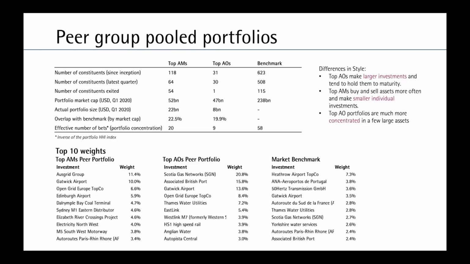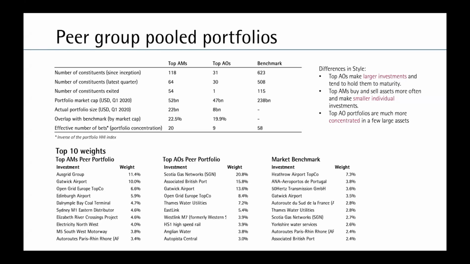There are some clear differences in style, which are quite familiar. Large asset managers invest in more assets and they exit more often. Large asset owners invest in fewer, larger assets and they hold them to maturity. Both peer groups are more concentrated than the market. You can see this already with the effective number of bets metric, which is at the bottom of that table, which measures concentration. But you can see that asset owners are a lot more concentrated in a few large assets than asset managers are. Okay, the list of all the assets in these portfolios is in the appendix of these slides, so we'll circulate that later. You can see also in the slide the list of the top 10 weights in each peer group pooled portfolio.